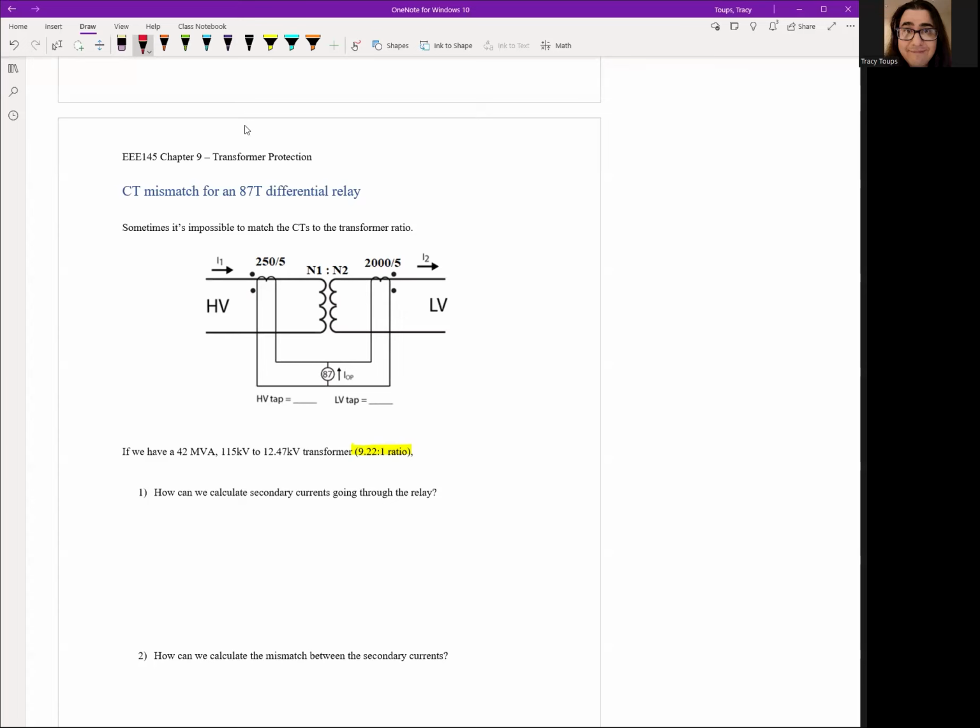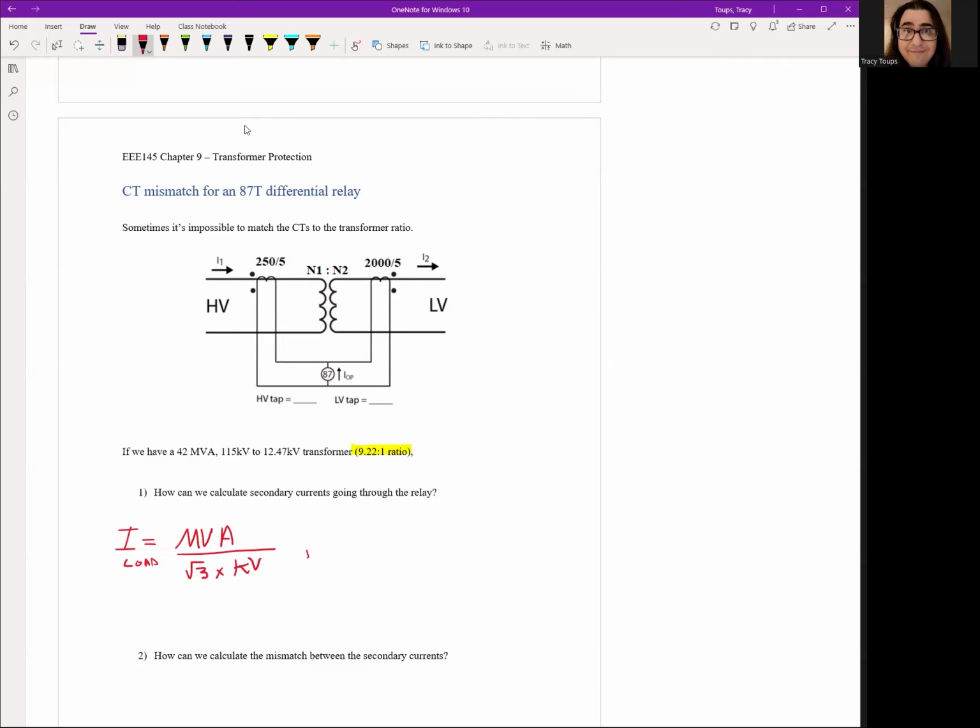How can we calculate secondary currents going through the relay? Well, the easiest thing is you've got to find your current. So first we need to find our main current flowing through the system. This is your load current, maybe high load. This is always going to be equal to your MVA divided by square root of 3 times your kV. I've written this about 30 times in this course now, so this should be second nature to you.